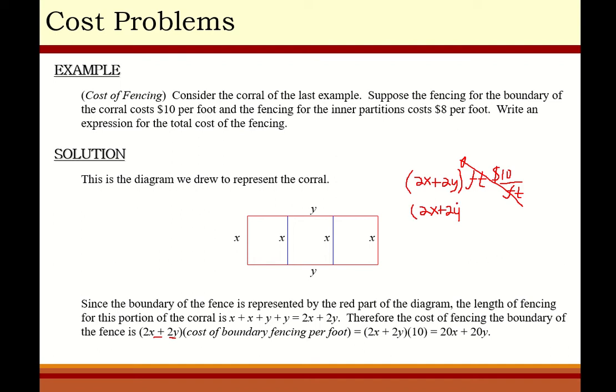Okay, so 2x plus 2y, then multiplied by 10. So that's why here we have 2x plus 2y times 10, or this is equivalent to 20x plus 20y. So this is the total cost of fencing the boundary.